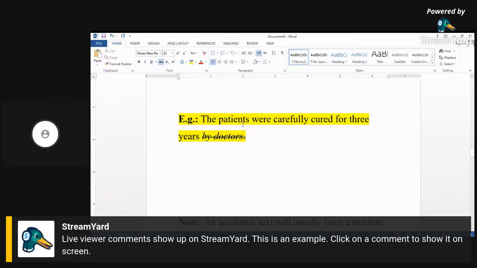Whenever we say, look at this example, the patients were carefully cured for 3 years.